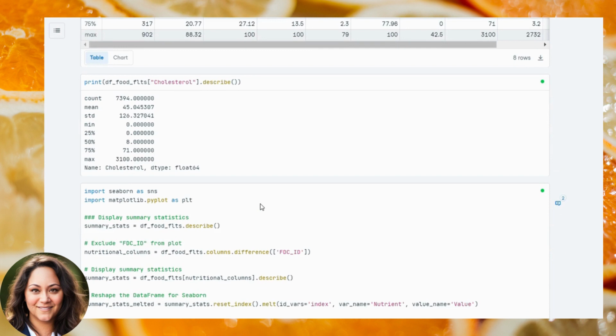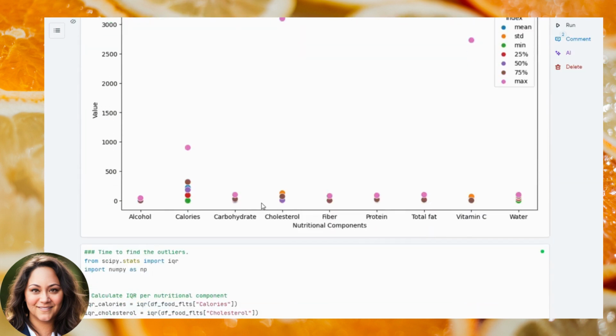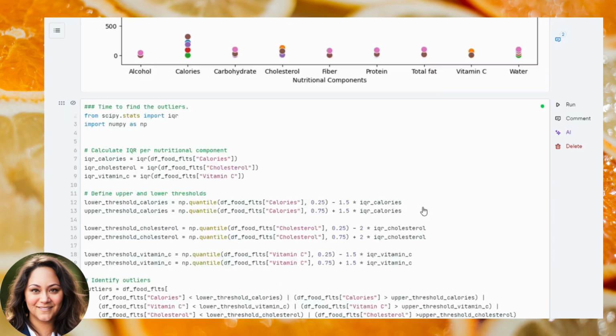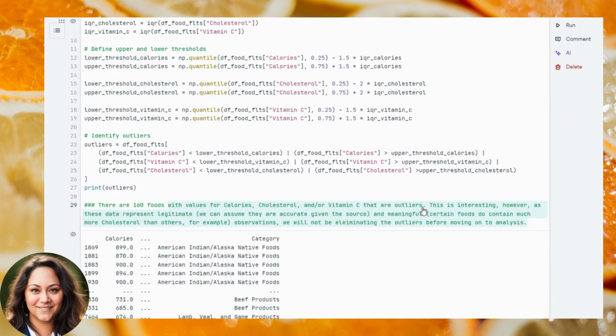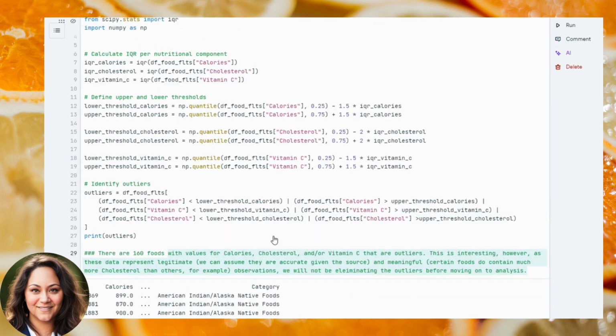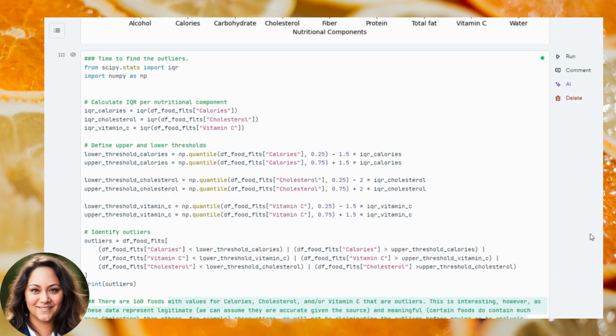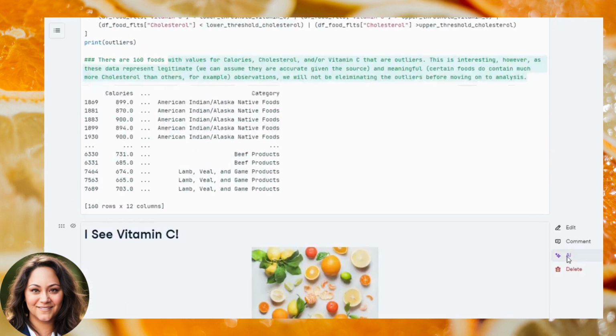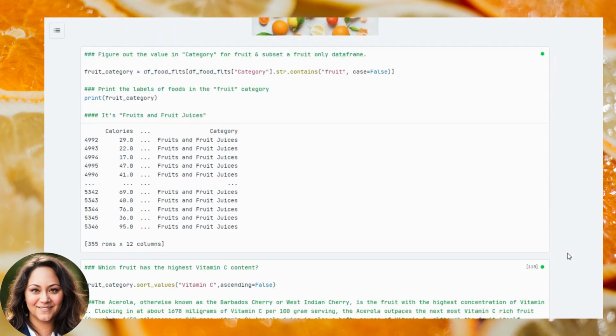Another really interesting learning opportunity came when I was working to identify outliers. I presumed that I would find and subsequently eliminate them. I did find 160 foods with values for calories, cholesterol, and/or vitamin C that were outliers. The interesting thing was that I realized that these data represented legitimate and meaningful observations in that I could reasonably assume that the numbers were accurate given the source and because certain foods do in fact contain, for example, much more cholesterol than others. Given this, I did not eliminate any of the outliers.